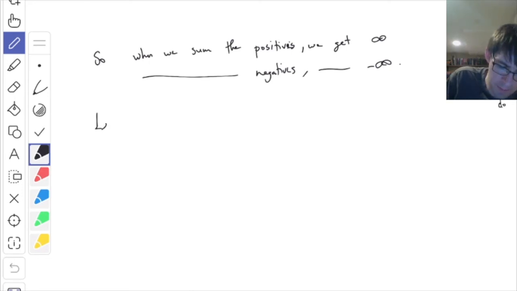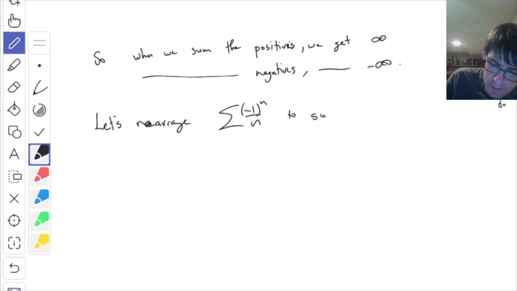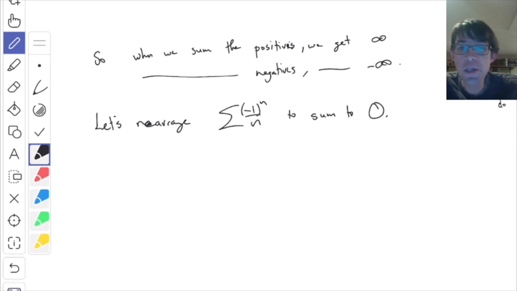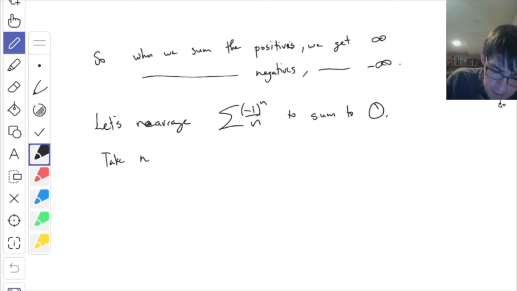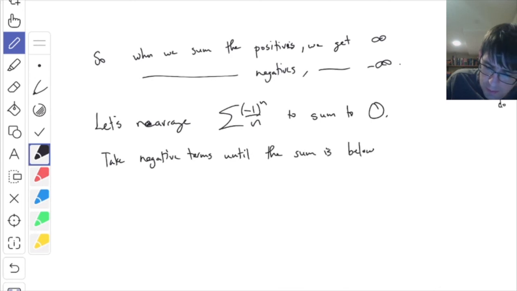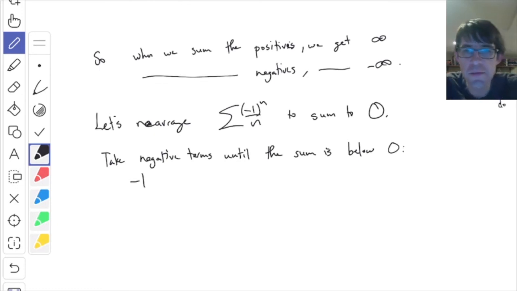So let's rearrange the series to sum to 0. Here's my strategy. I'm just going to pull the first term here, which is -1. I keep that one first. I'm going to write down for you specifically what the order is that makes it add up to 0. So you take negative terms until the sum is below 0. In our example, we just take the first negative term, and it's -1. So the sum so far will just be -1, which is below 0.